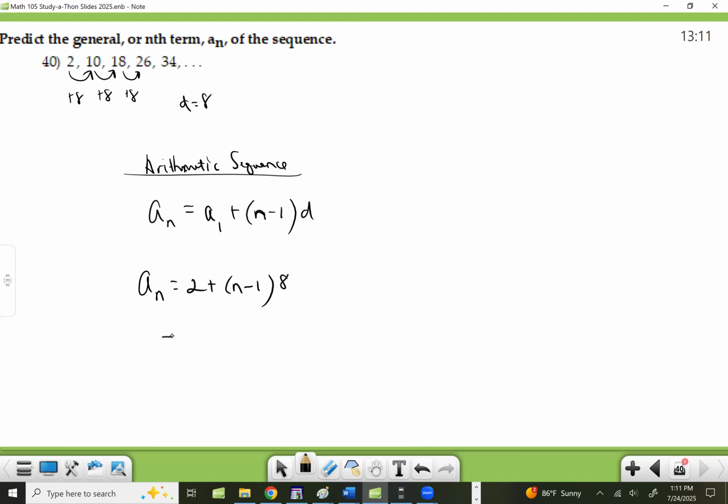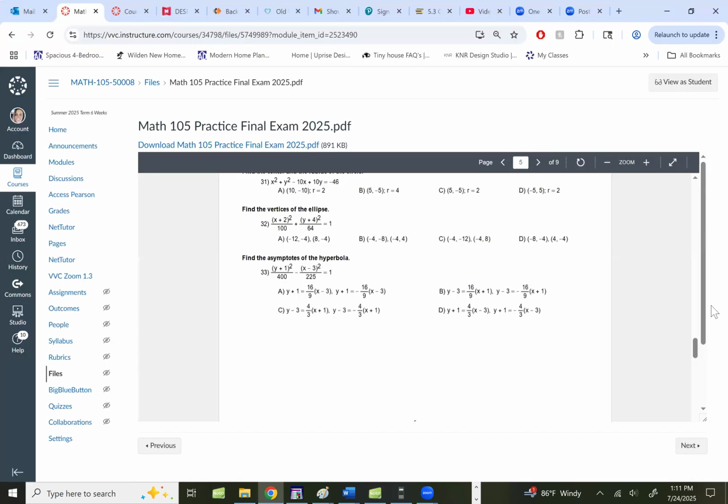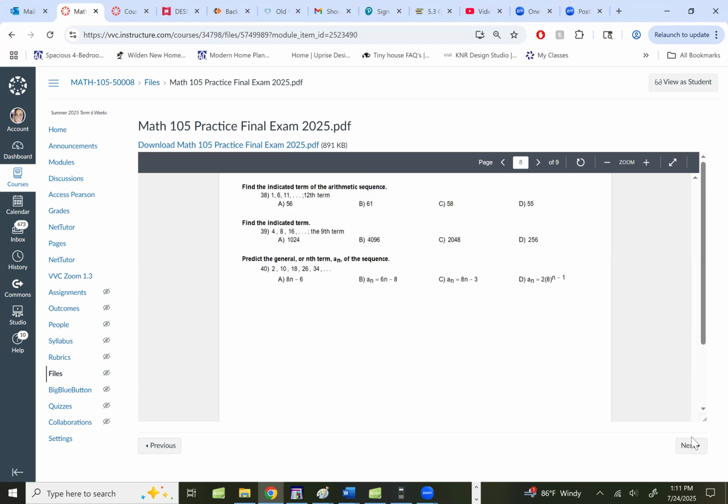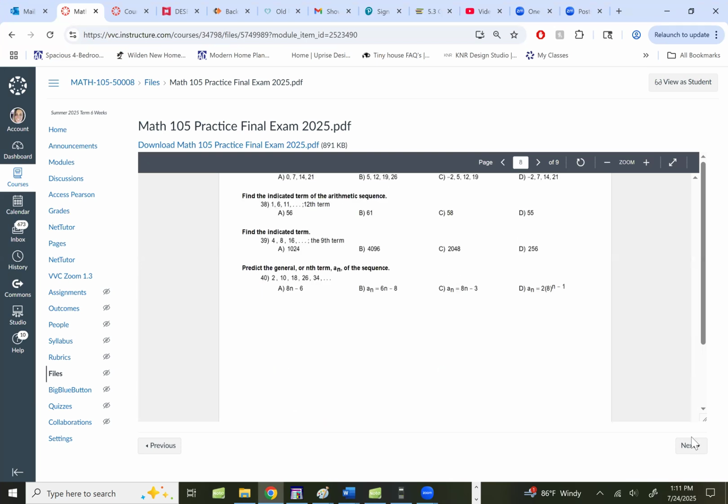Now, they do clean it up, I believe, so I'm going to clean it up. We're going to distribute that 8 in, giving us 8n minus 8. And then 2 minus 8 gives us minus 6. So be prepared for them to possibly clean that up, make that a little bit neater. Let me just double check to make sure I'm not steering you wrong on this. Yeah, so there it is, 8n minus 6.